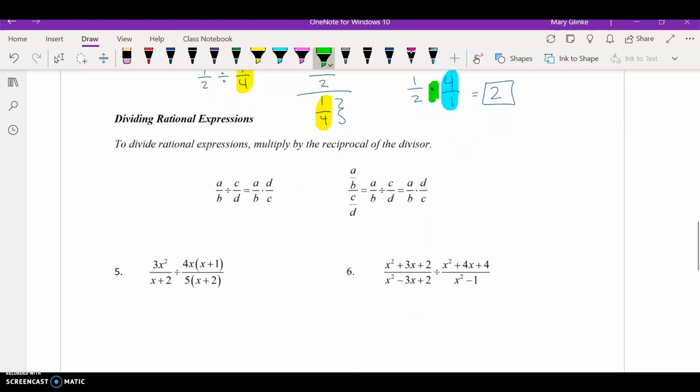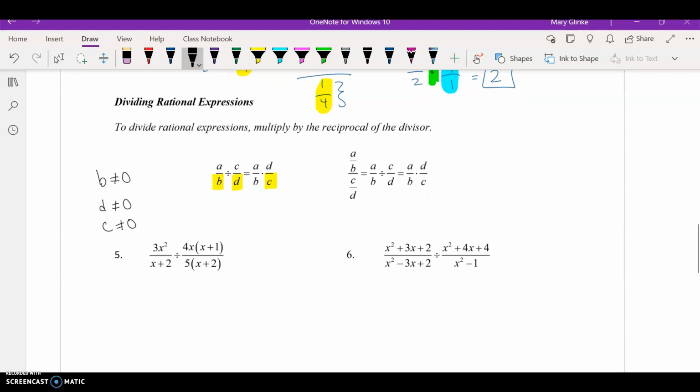So the only thing with this one is excluded values. If you're looking at your denominators, b is a denominator and c is a denominator. So b can't equal 0 and d can't equal 0. But when you flip it, you also end up with a new denominator. So c can't equal 0. So for simplifying these and writing your excluded values, anything that was ever once part of a denominator, either initially or when you flipped it, can't be 0.